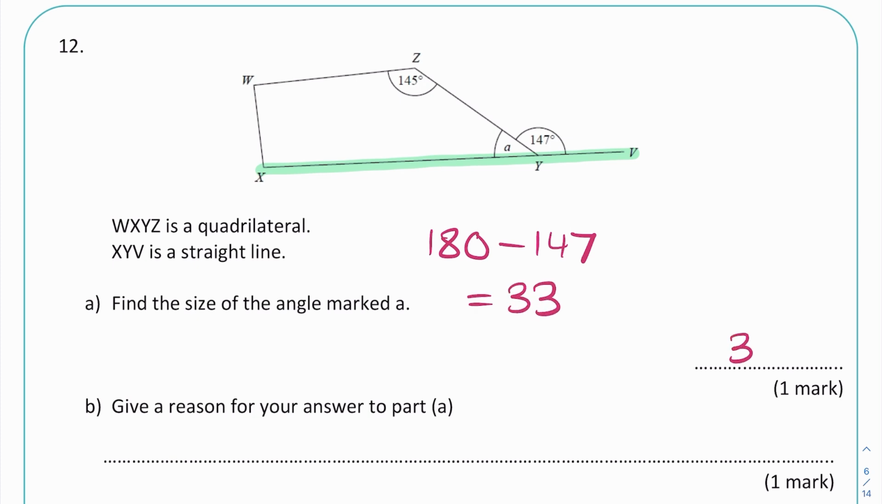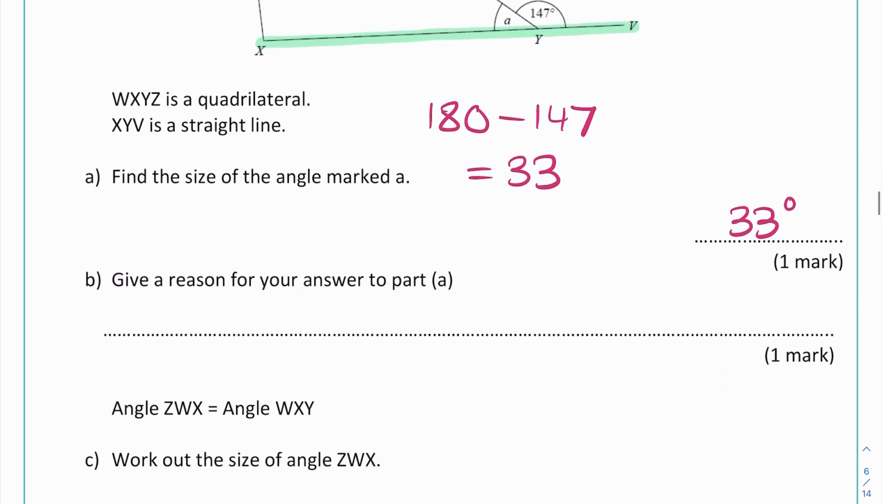So our answer for that, 33 degrees, and again, just make sure you keep using your calculator on these questions. It says give a reason for your answer to part A. That we've already mentioned, because by writing down 180 take away 147, we knew that therefore angles on a straight line add up to 180 degrees.